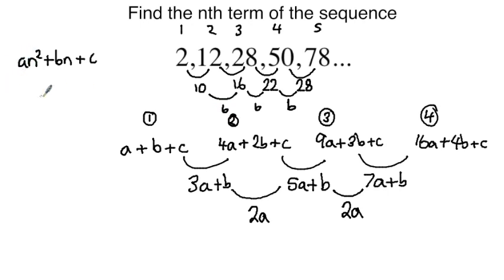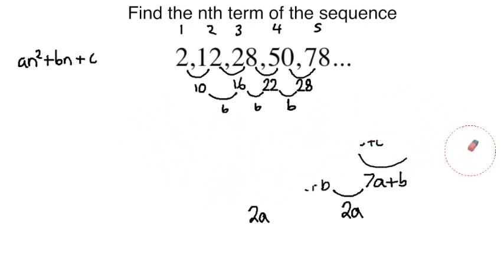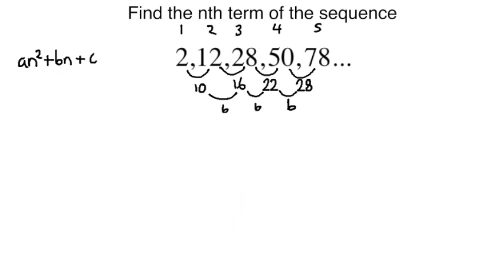must be 3. So if that is 6, then the value of a will always be half of the second difference. So we could go in and use that now to work out the rest of the nth term. So we know 2a is 6, so a is hence 3. So I know that it's going to be written 3n squared plus bn plus c.